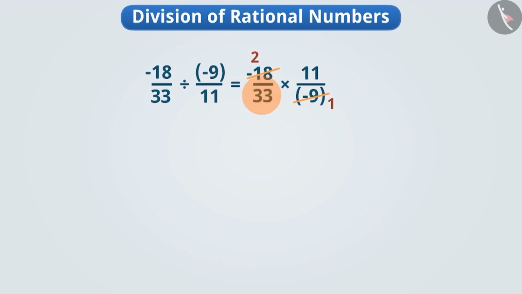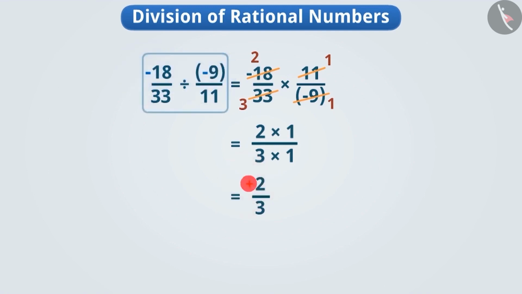Similarly, 33 is 3 times the digit 11. So we cancel 11 and write 1 and cancel 33 and write 3. From this, we get the result 2 by 3, which is a positive number. Therefore, we can say that the result of the division of two negative numbers is positive.